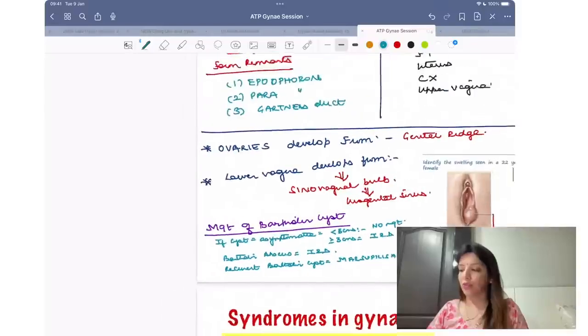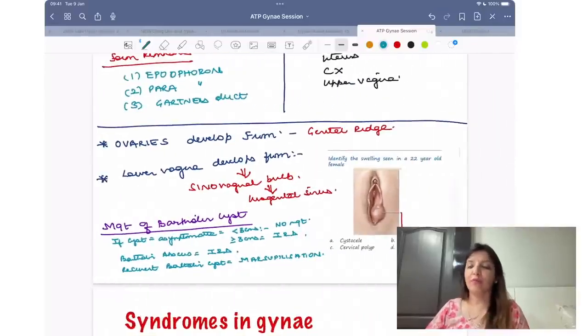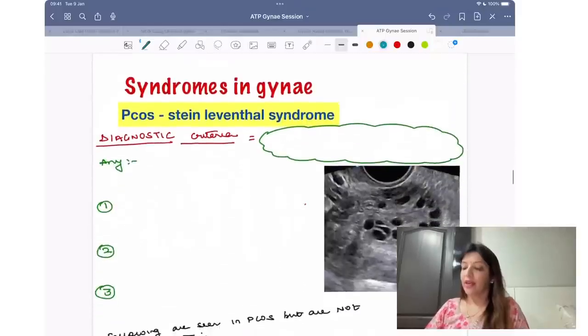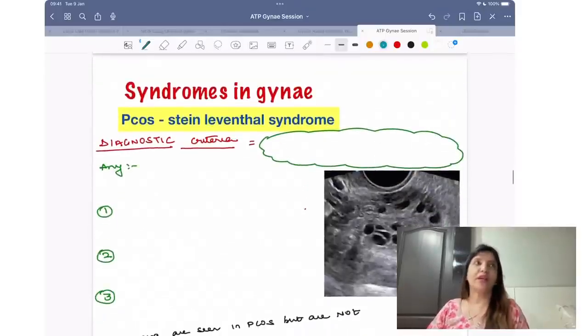So this is what you had to remember in the female external genitalia and internal genitalia development. Coming to syndromes in gynae.